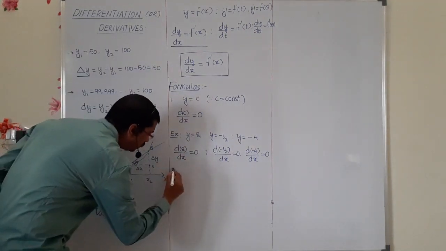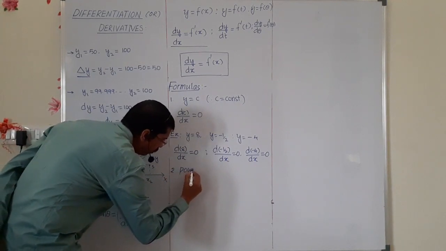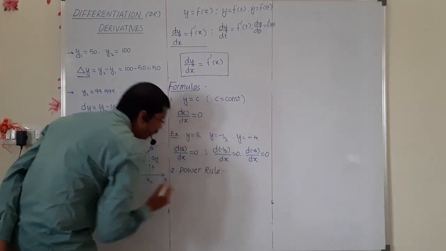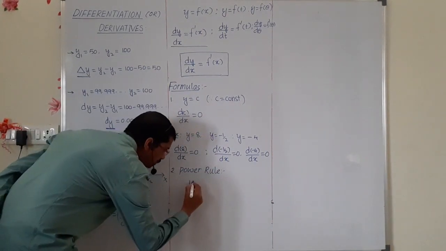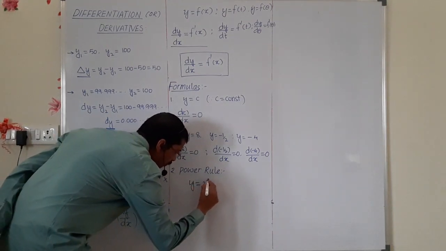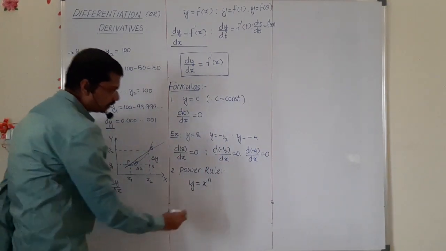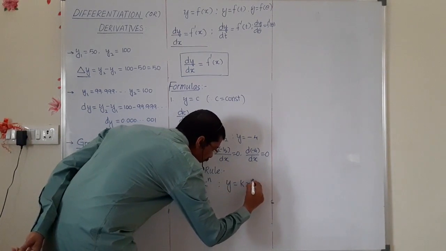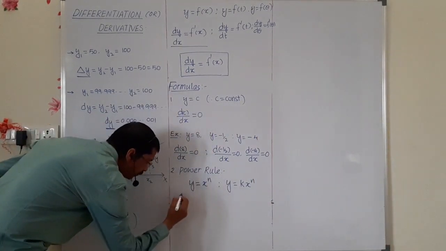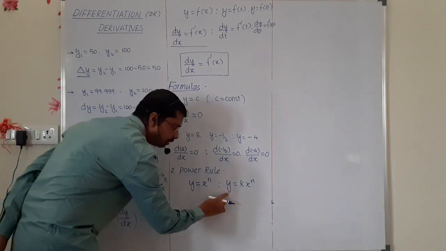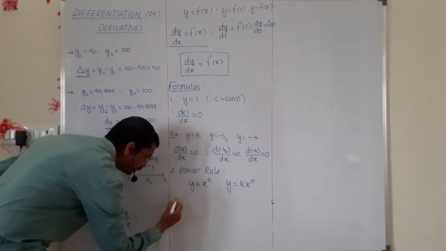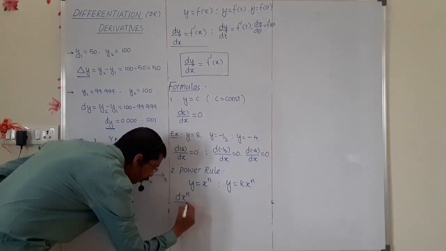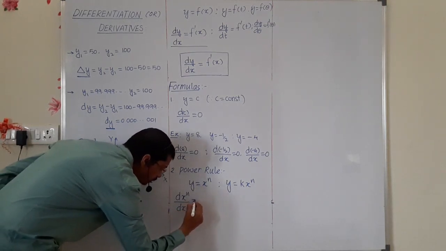The second formula, we can call it the power rule. Power rule means here it is given that y is equal to x to the power of n. Here sometimes we can take it like that also, y is equal to kx to the power of n. How can we write the differentiation here? Here y is a function of x. Here also y is a function of x. K is a constant.